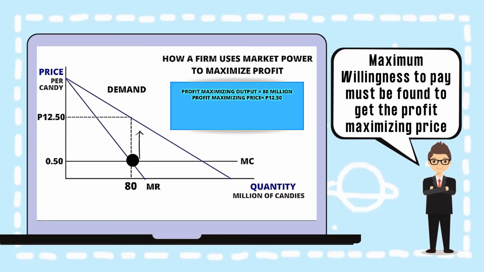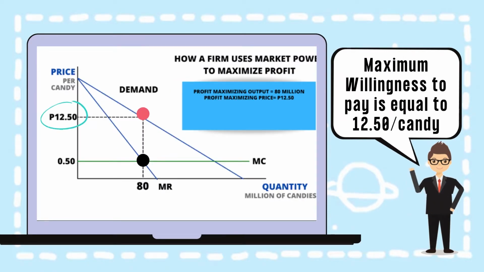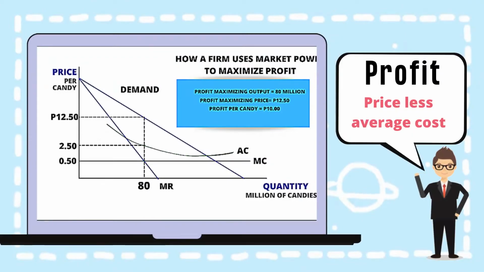To get the maximum amount per candy that we can sell these 80 million candies for, we have to go up to the demand curve, which illustrates the maximum willingness to pay, to get the profit maximizing price. In this case, the maximum willingness to pay is 12 pesos and 50 cents per candy.